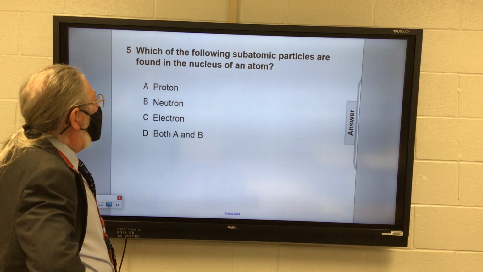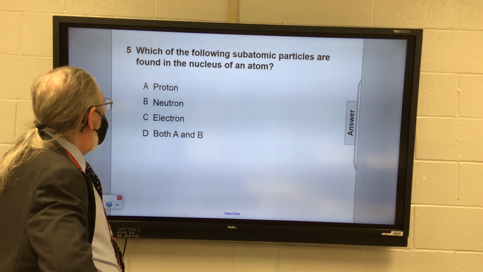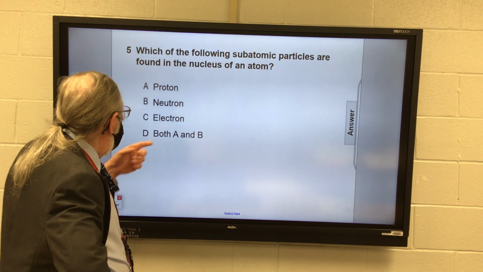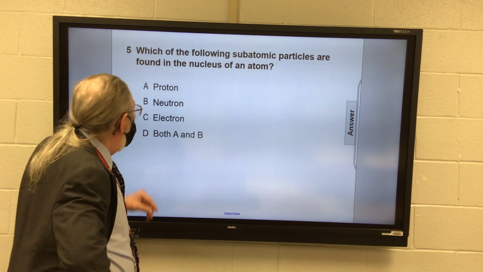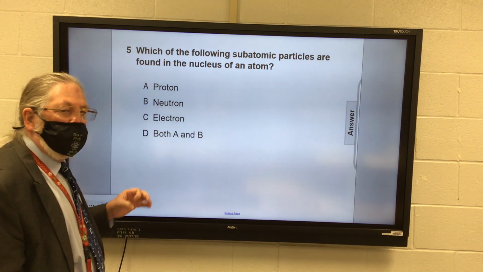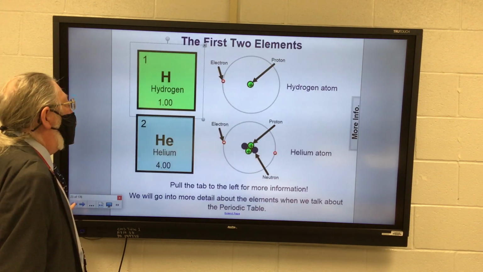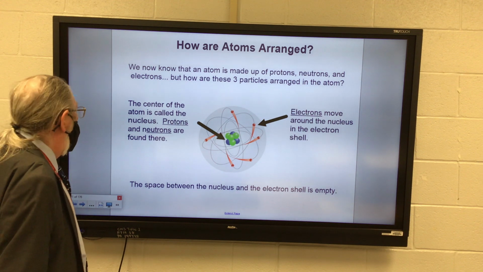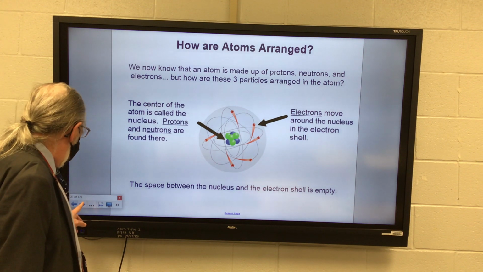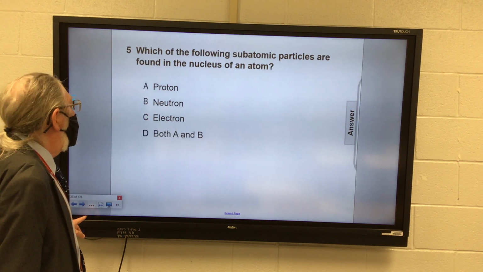So which of the following subatomic particles are found in the nucleus of an atom? Is it the proton, the neutron, or both A and B? You can't choose C. They're found in the nucleus. Now look, don't guess. Go back to this picture right here and tell me what's in the nucleus of an atom. Go back to that picture before you answer this question.